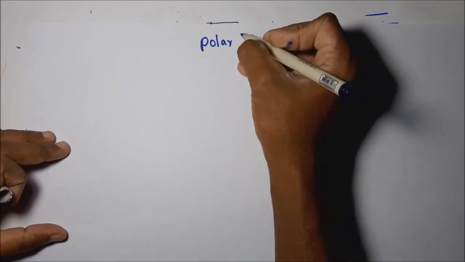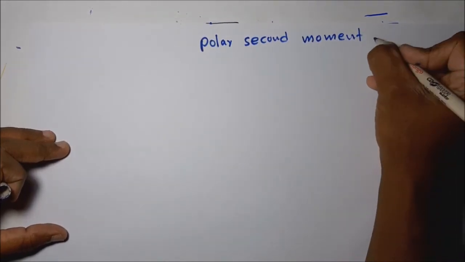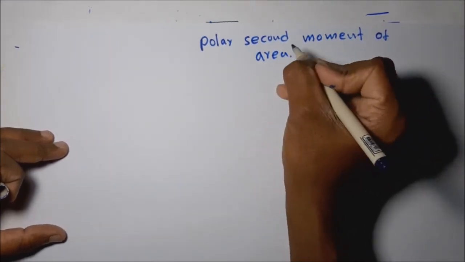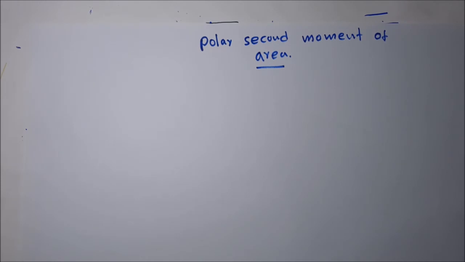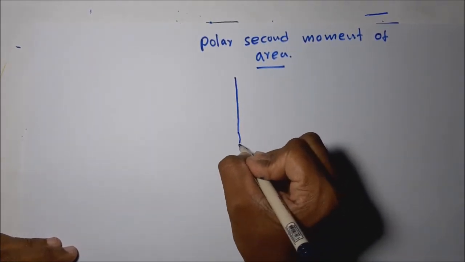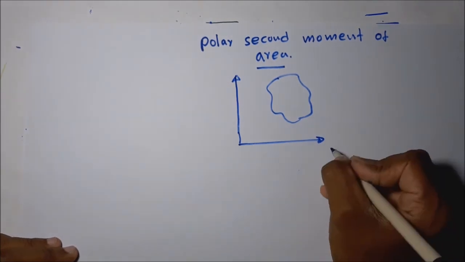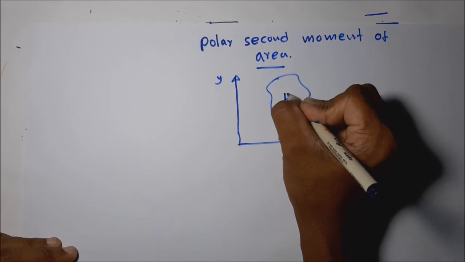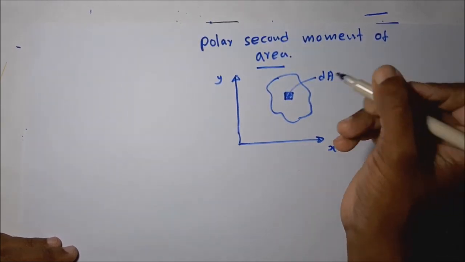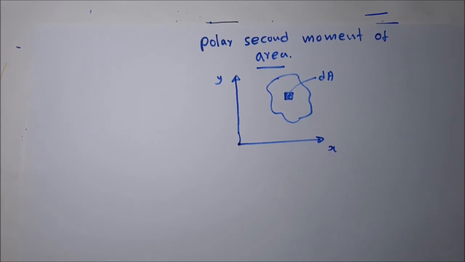Okay, let's move to the next area property we are going to discuss, the polar second moment of area. Let's see the definition for the polar second moment of area. Let's take this kind of surface area, with the x axis and the y axis, and define a small surface area dA. It is also defined with respect to a certain axis.